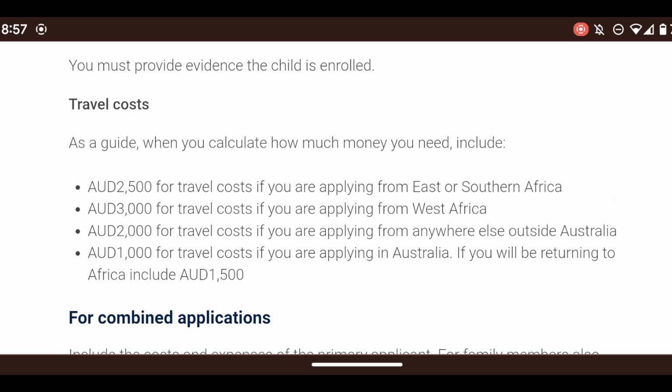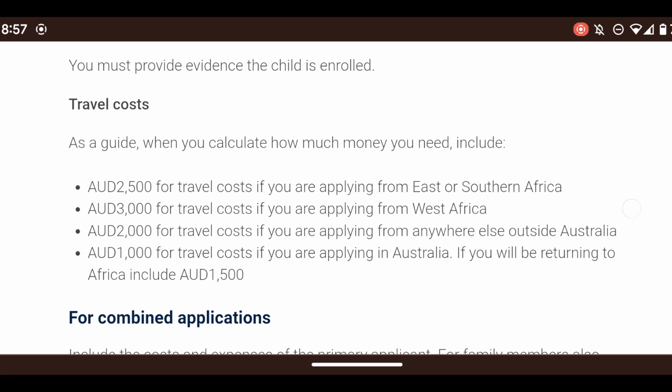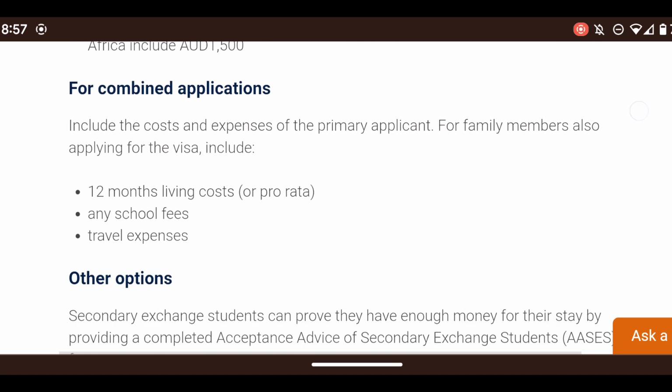Now travel cost, depending on where you are coming from. If you are coming from Southern Africa, they expect you to have 2,500 Australian dollars. West Africa is about 3,000, so they listed it. If you are coming alone, you calculate. If you are coming with your family, you add up the living expenses, the school fees of yourself and your kids, and the flight tickets for all of you. So this is the proof you need to show in the bank.